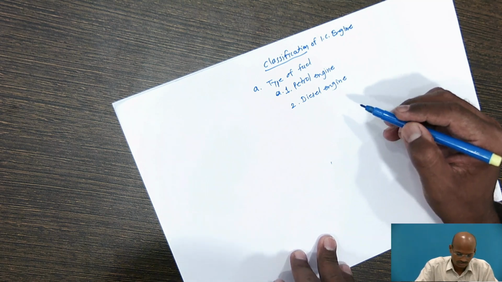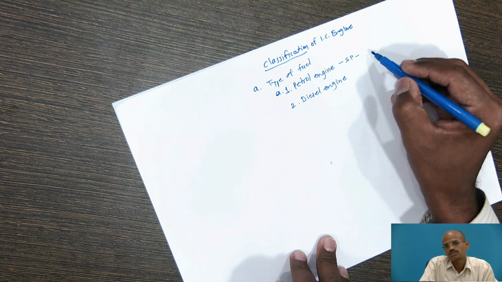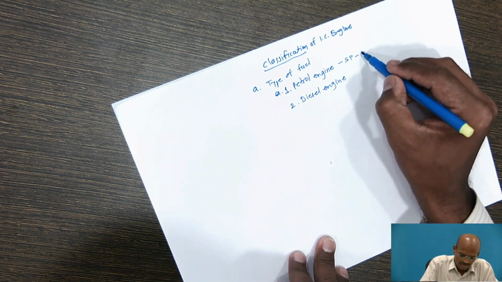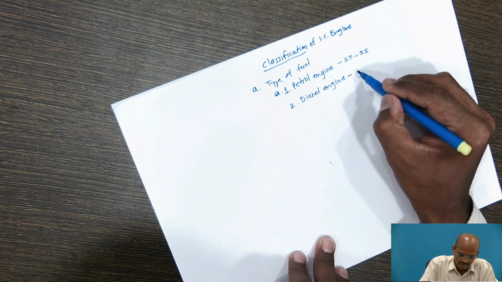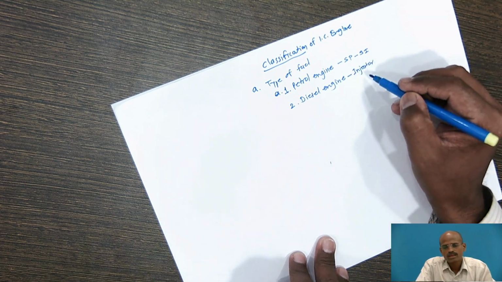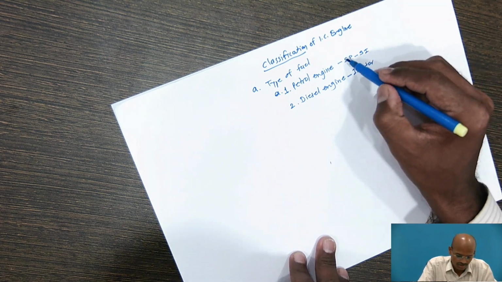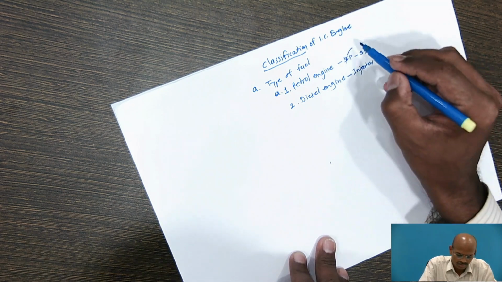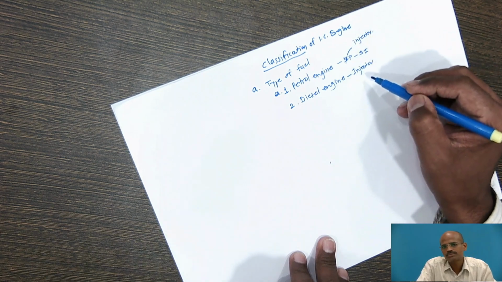For the petrol engine, we are using the spark plug. So these engines are also called SI engines, spark ignition engines. And for diesel engines, the injector is used. But remember, in BS6 norms, we are not going to use the spark plug now. These spark plugs are replaced with the injector to satisfy the BS6 norms.